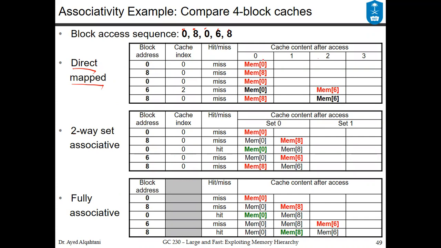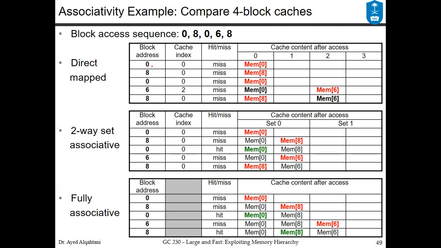We have 4 blocks, so you say 0 mod 4 is equal to 0. Similarly, 8 mod 4 is equal to 0. 0 mod 4 is equal to 0. 6 mod 4 is equal to 2. And 8 mod 4 is equal to 0. And now what happens? These are the indexes of the cache.